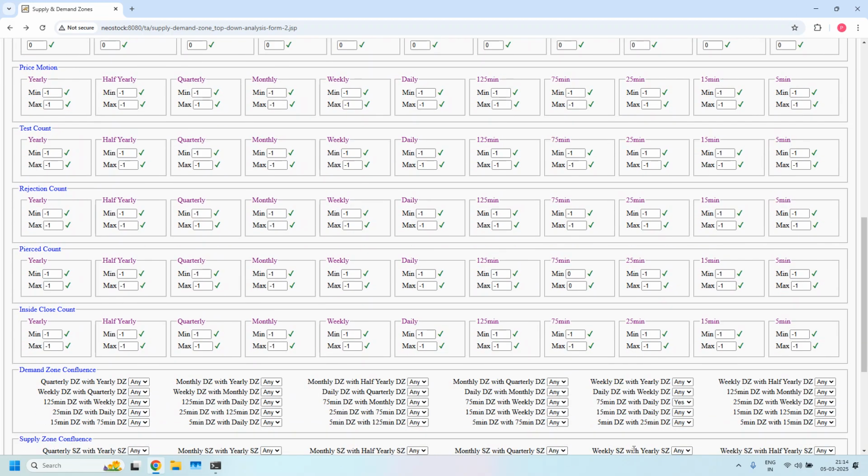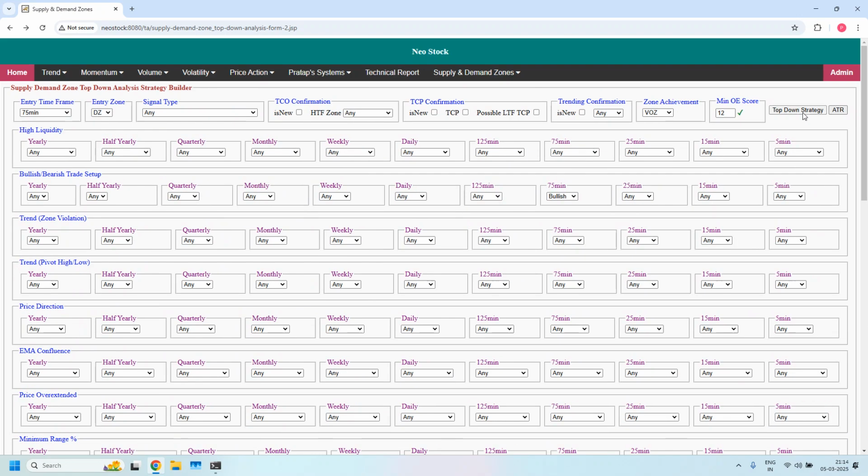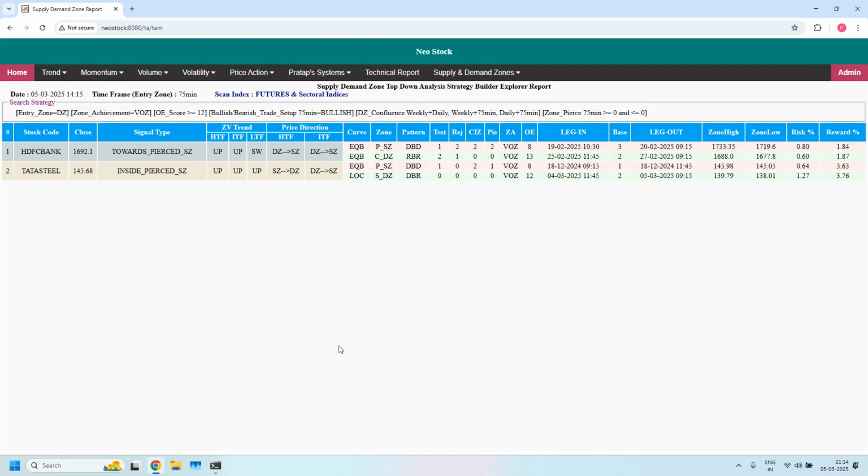Three filters we have to set. First one already set. Next, 75 with weekly zone confluence, daily with weekly demand zone confluence. With all the three filters, we got two stocks: LTF, ITF, HTF. So that means HDFC Bank and Tata Steel are also having HTF confluence. That is weekly. Let us check.